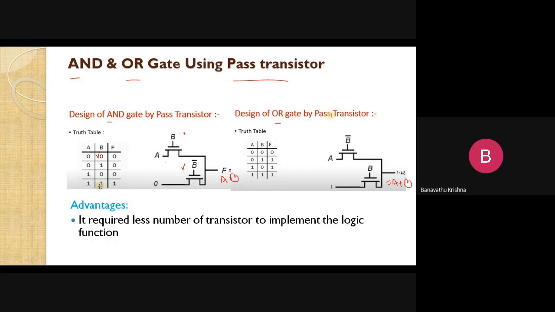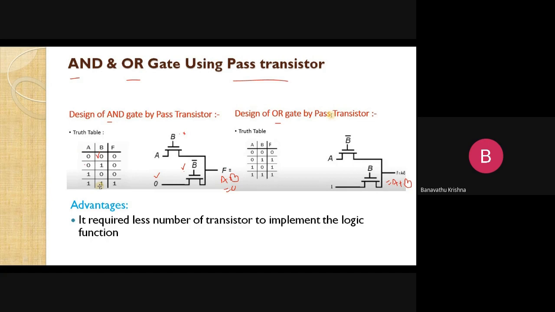And one more thing: the pass transistor simply passes the signal from source to drain. Here the source is connected to A, and here the source is connected to 0. But the B transistor is off, and the B bar transistor is on. So obviously we get the output response 0. This signal is passed from source to drain, and finally we get the function F equal to 0.